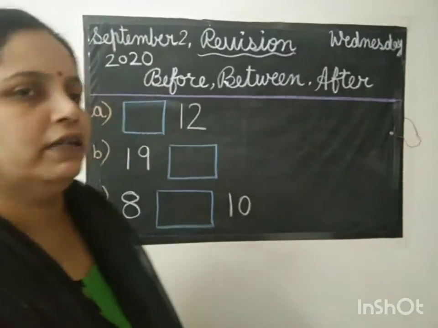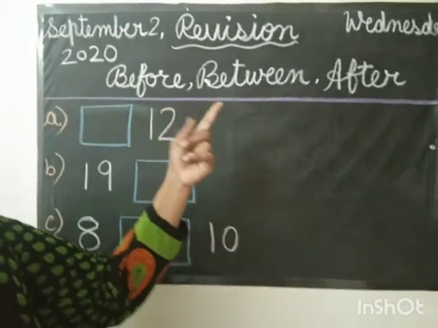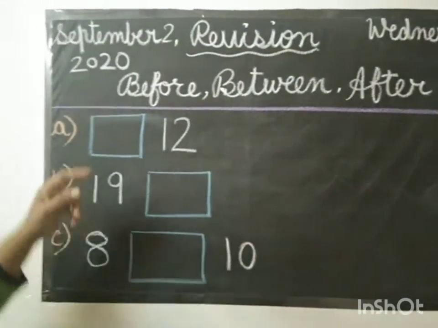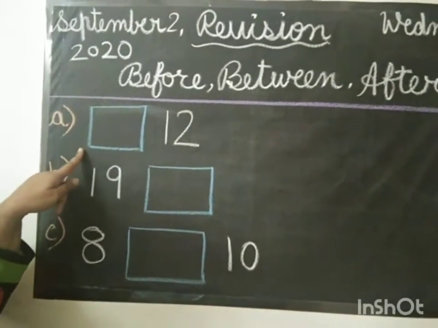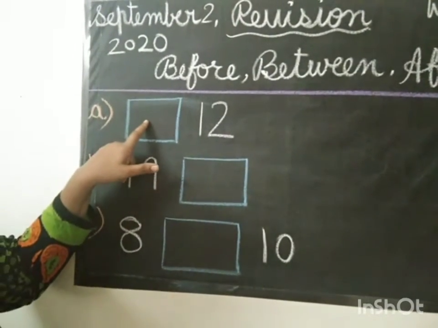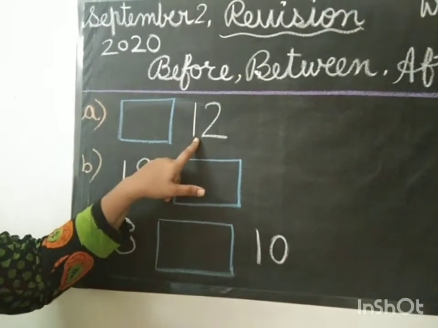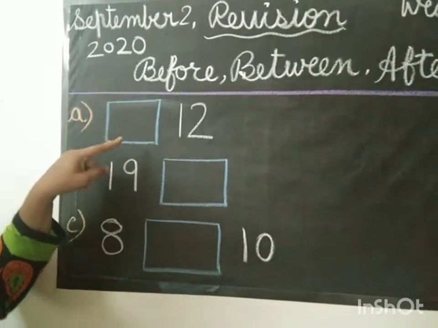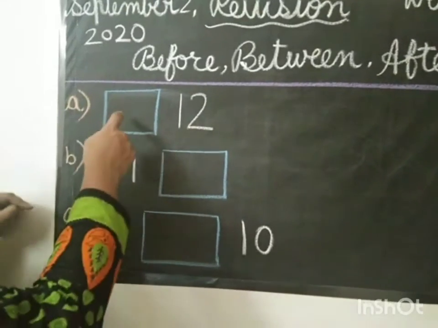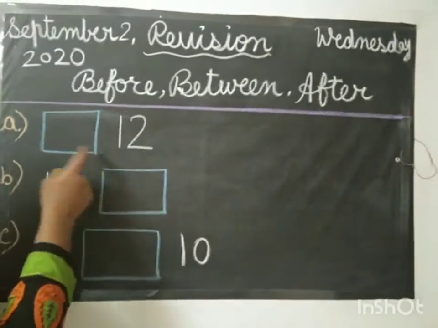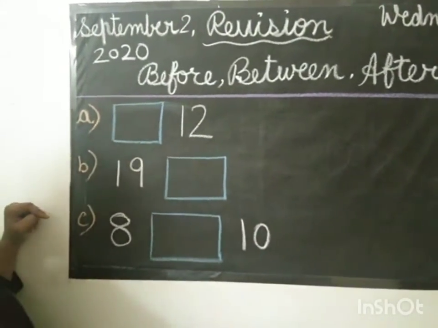Now we will revise before, between and after numbers. Okay. I have written here. Can you see here? A box is here, empty box, and here I have written 12. What comes before 12? Because the box is here, that means we have to write the before number here. So what will come here? 11.